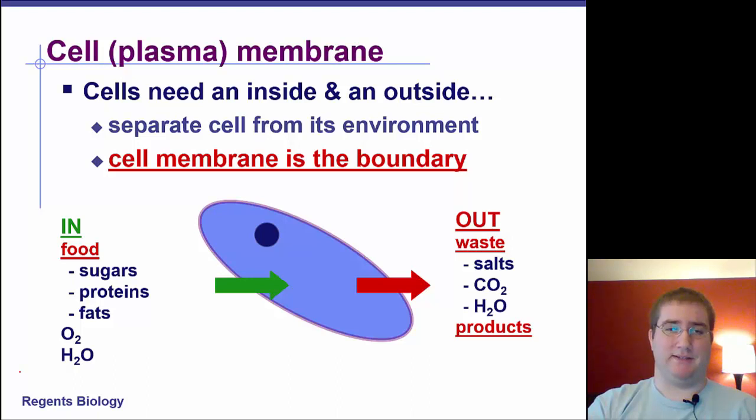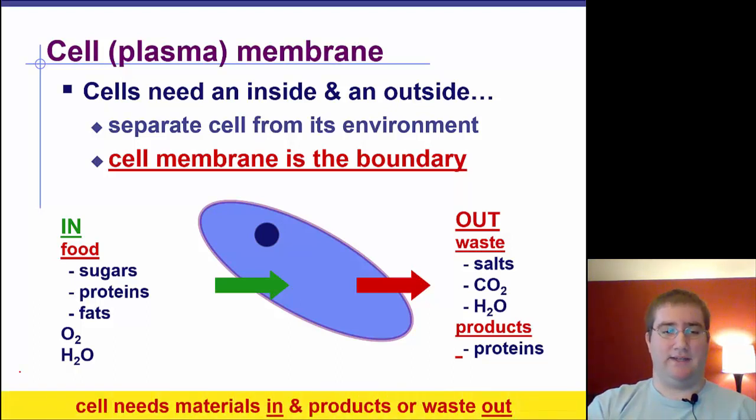And sometimes we need to get products out, like hormones and other proteins that are made in your cells. The key thing is that materials have to get in and products or waste have to get out. So the cell membrane's job is to control this.